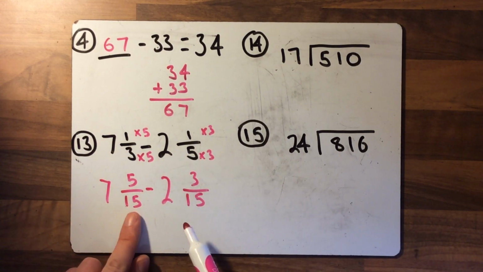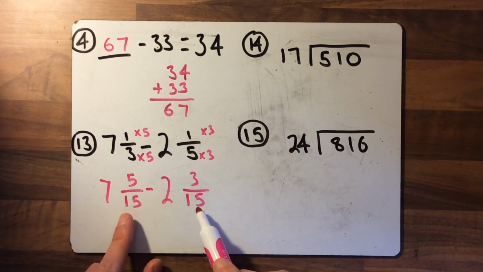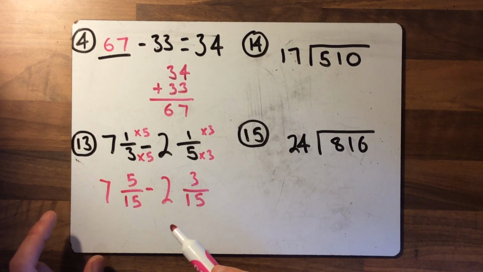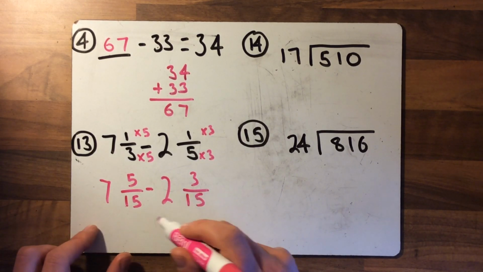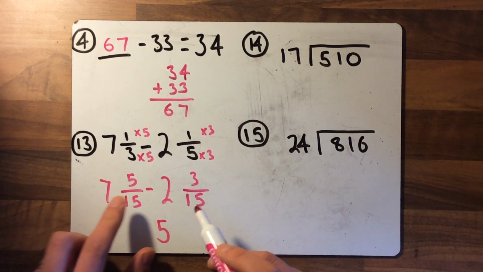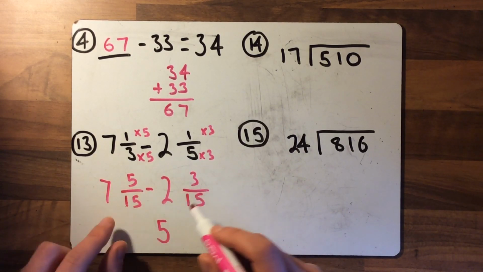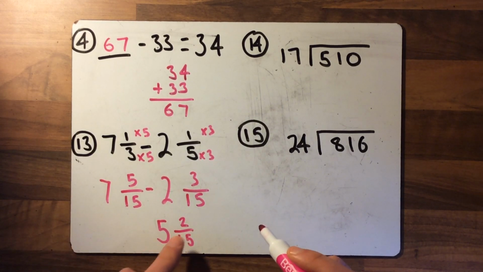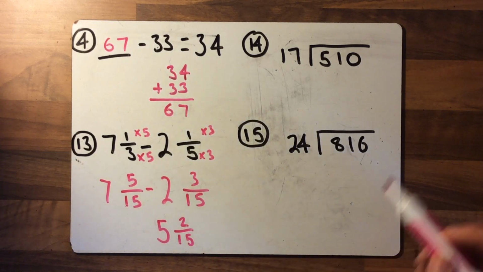Now, because this fraction is larger than this fraction, because the 5 is larger than the 3, what I could do at this point is I could just subtract the whole numbers and then subtract the fractions. So I will do that because it's the most straightforward way of doing this. So 7 subtract 2 is 5, and then 5 subtract 3 is 2. The denominator stays the same. So the answer to this one will be 5 and 2/15, and this one can't be simplified.